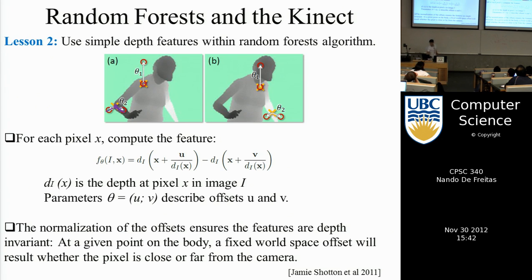So they essentially take the point X following the direction of the vector U. You normalize by how far that point X is from the camera, from the sensor. And that you have to do because you want something that's depth invariant. And then you have another point V, and then you look at the difference. That's the feature. And then the intuition is, if something is like, say, the belly, when you have these two vectors, the change in depth is not going to be big. But if you have something like the wrist, the change in depth tends to be larger, because often next to the wrist, the thing that's next to the wrist tends to be the background.